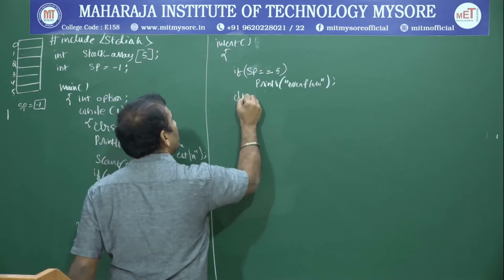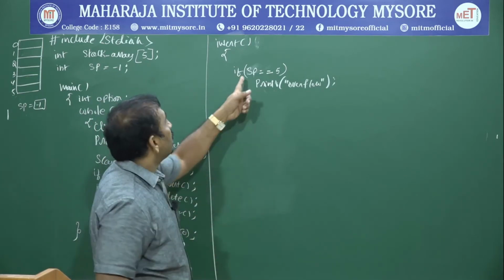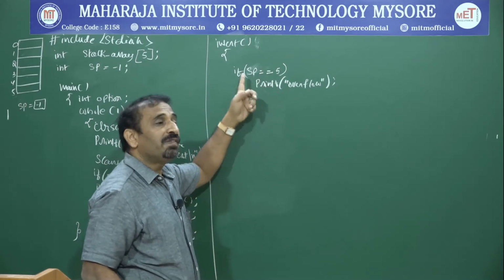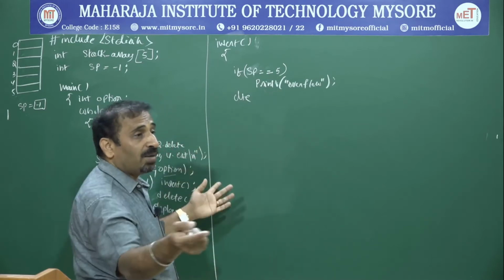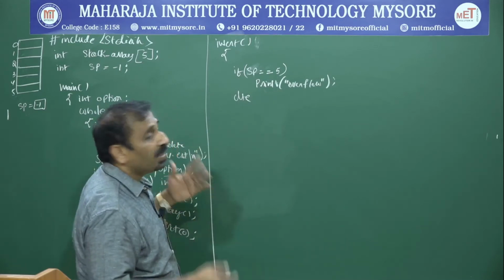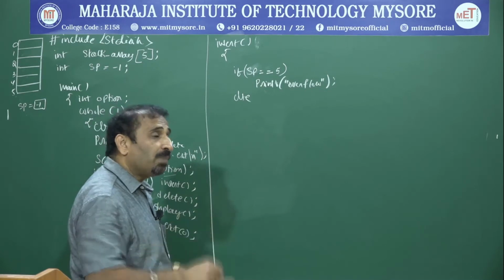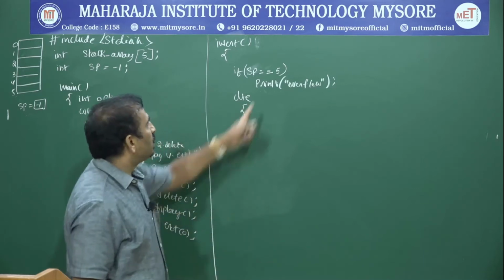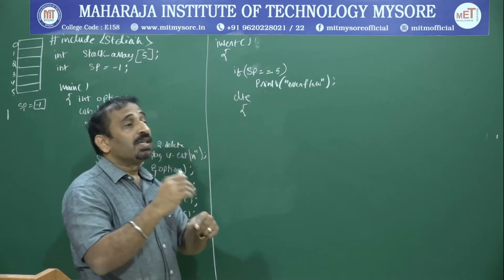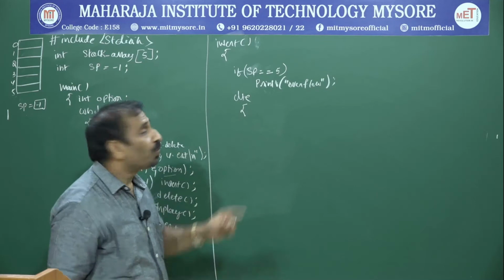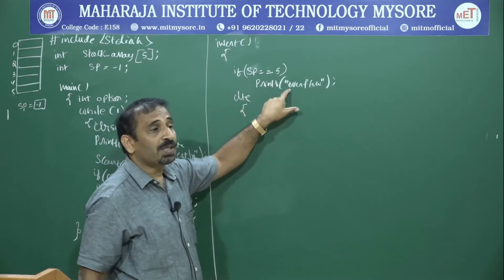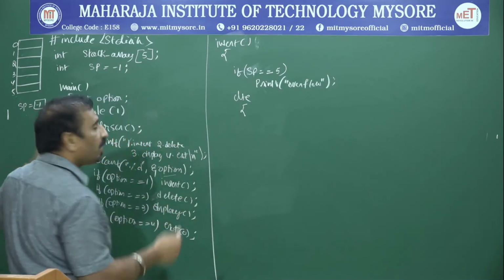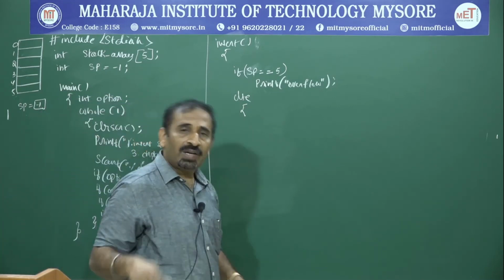Else, what does it mean? This is not equal to 5. If SP equals 5, it means overflow. If SP is not equal to 5, meaning any number other than 5, it means elements can still be inserted. Now I am writing the insert function here. So I have checked for overflow. Next step is else, which means there is space. SP equals 5 means no space. Else means you have space. If you have space, you can do the insertion. You are ready to go.